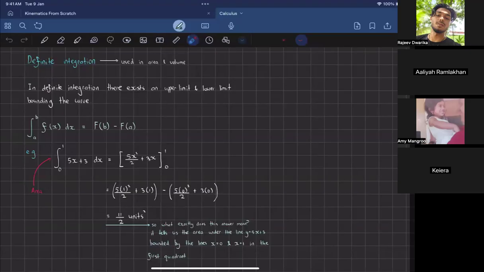All right. Aliyah, you finished? Okay. So let me understand what's going on in this question. By the way, Aliyah, 11 over 2, what is that as a decimal? That's 5.5. Right.